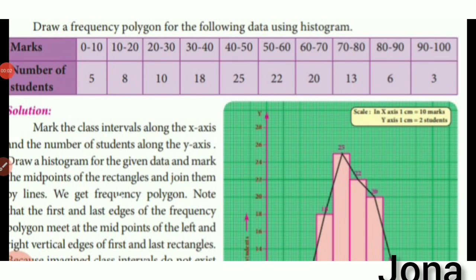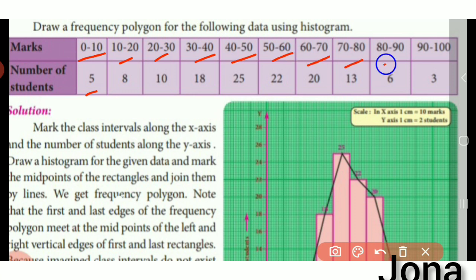Draw a frequency polygon for the following data using a histogram. Here a table is given: 0 to 10, 10 to 20, 20 to 30, 30 to 40, 40 to 50, 50 to 60, 60 to 70, 70 to 80, 80 to 90 and 90 to 100. For each and every class of marks, the number of students is also given. Using this table, I want to draw the histogram, and then you have to draw the frequency polygon.